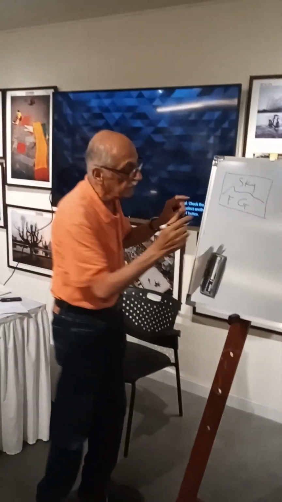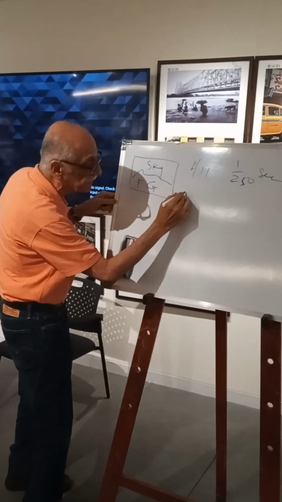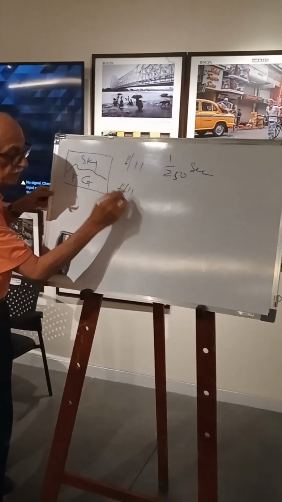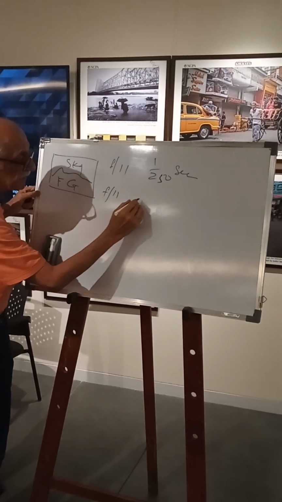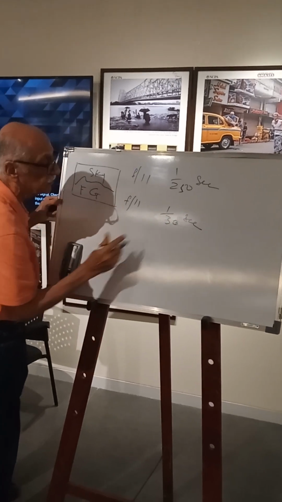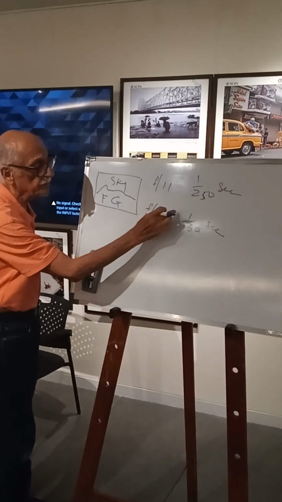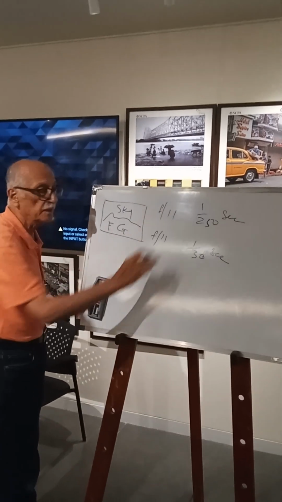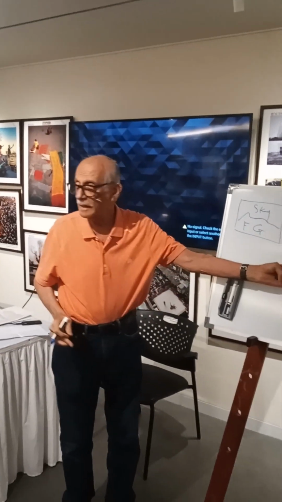For the ground, again you have to have the same f11. You cannot change that. And since it is dark, let us say it is coming to 1 by 30 seconds. So how much difference? 1 by 30 to 1 by 60, 1 by 125, 1 by 250. Sometimes it may be more. I am just taking an example. It could be 1 by 15, it could be 1 by 8.